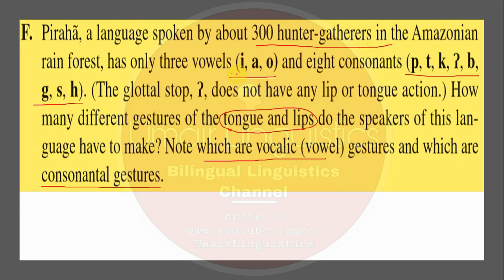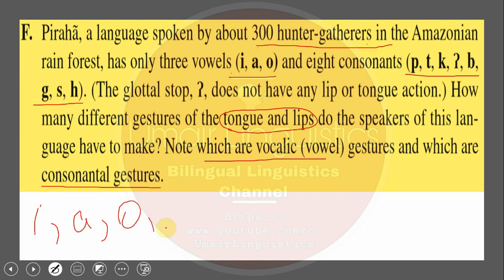We already studied in the consonant and vowels chart that all vowels have different positions. Why? Because in each vowel the tongue and lip has some different position. So these are the three lip gestures: e, a, o. 1, 2, 3.